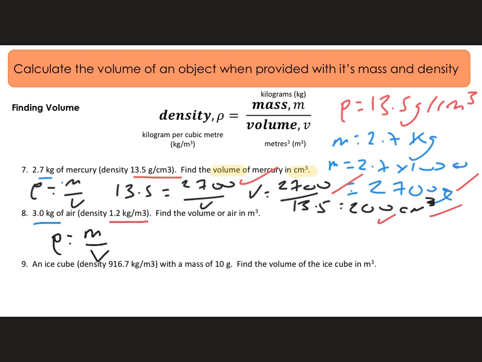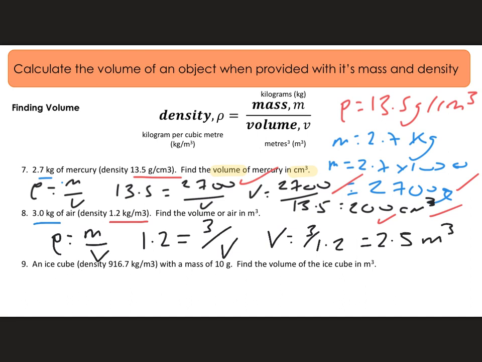So here we're going to have that 1.2 is equal to 3 over our volume. Rearranging the equation again, so times the v to the other side, so you get 1.2 times v, and then divide by 1.2. So we get that v is equal to 3 over 1.2. And if you put that number into your calculator, you come out with an answer of 2.5. That's going to be meters cubed.